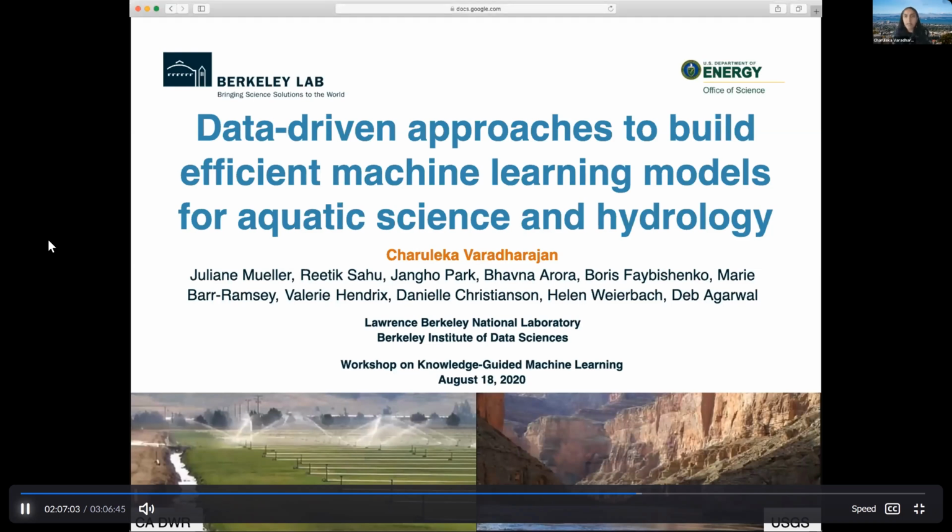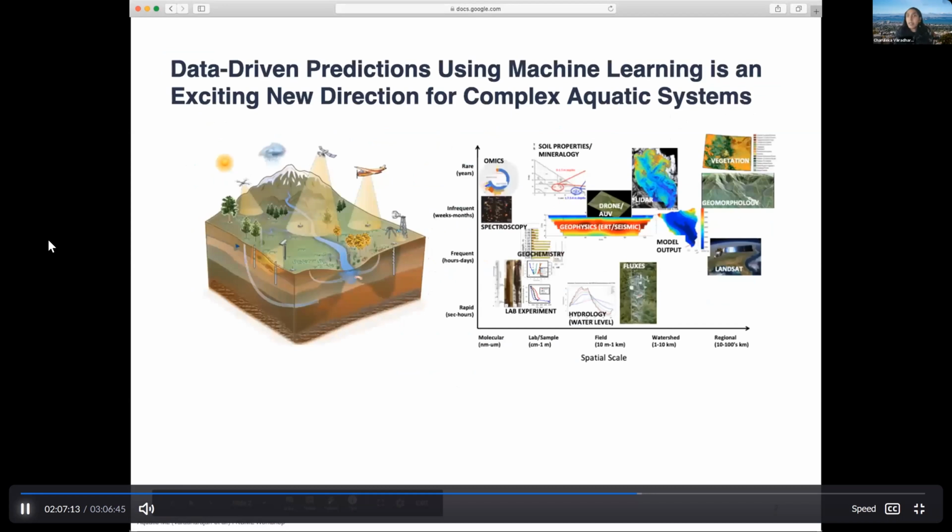Okay, so we're now collecting water data at an increasingly rapid pace, and machine learning is already transforming how we're making predictions in very complex systems such as watersheds and river basins. In the past couple of years, the field of machine learning for aquatic science and hydrology has just exploded, and it's been a very exciting time.